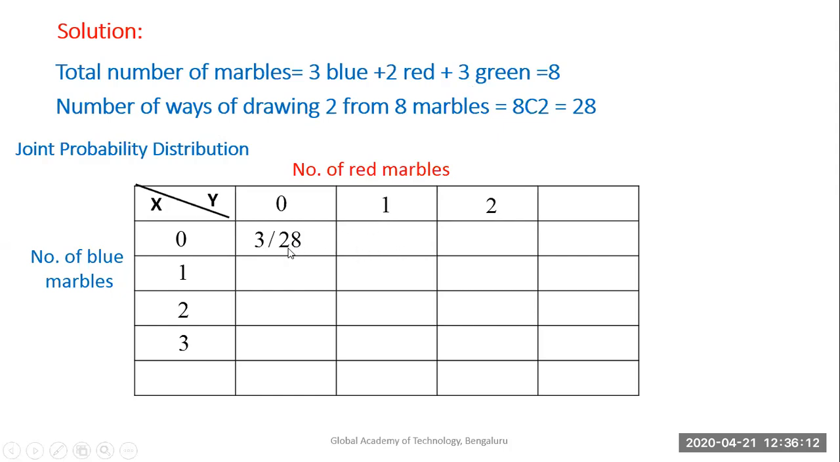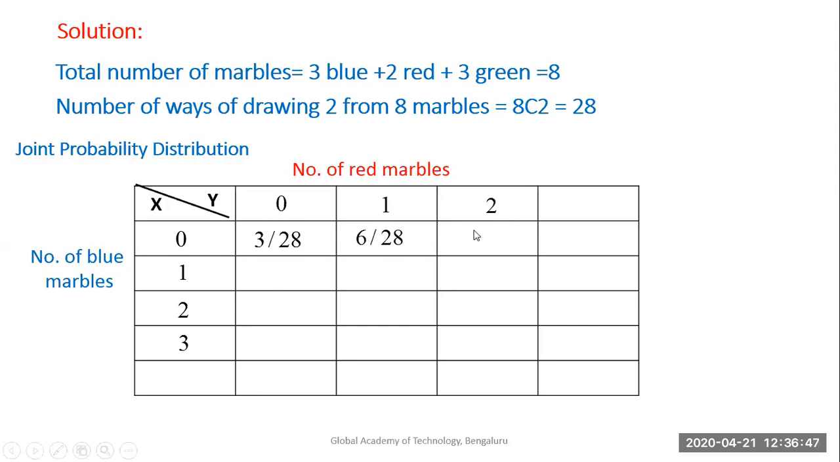The value in this cell is x is equal to 0, y is equal to 1. It means drawing 0 blue marbles and 1 red marble. So out of 2, there is no blue marble, but there is 1 red marble. That means we need to draw 1 red marble and 1 green marble. So 1 red from 2 red, that is 2C1, and 1 green from 3 green, that is 3C1. So 2C1 into 3C1. 2C1 is 2, 3C1 is 3. So we get 6 by 28.